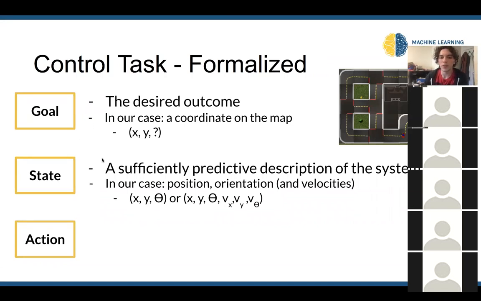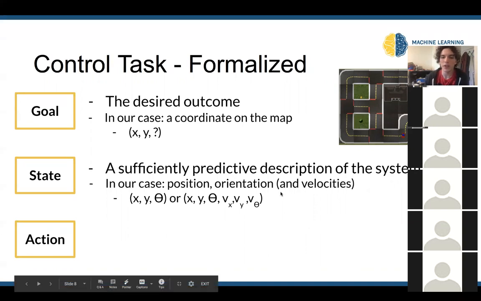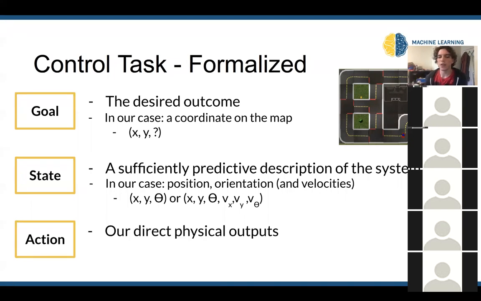And we can get as specific as we want, and we'll see that that has different outcomes. So state is more descriptive than our goal is in this case, but we want to match certain elements of the state to our goal. And we can reparameterize the state in different ways, and it would be equivalent. And then an action is the direct physical outputs of our system.